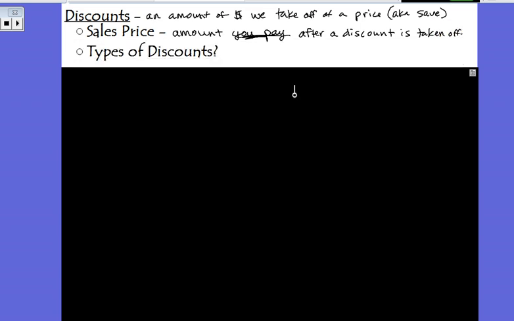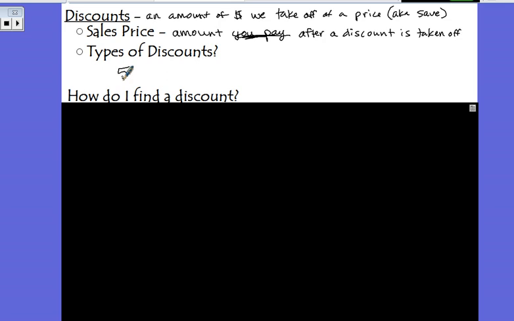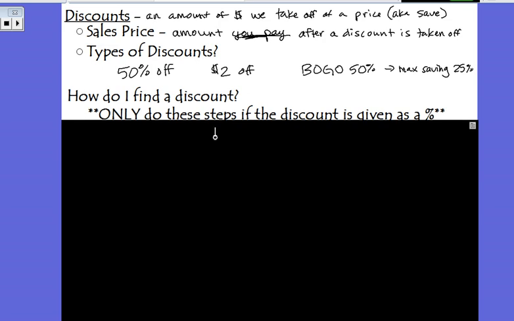Okay, so let's talk about some types of discounts. You can see 50% off. You can see $2 off. You could see BOGO 50%, which means buy one, get one 50%. So that means max, you're saving 25%. We can talk about types of sales later in person if you want to talk about what would be the best type and what you should be doing. But let's talk about how to find a discount.